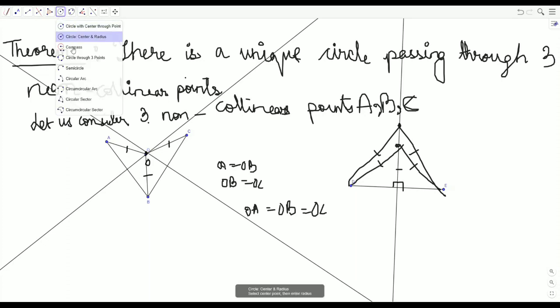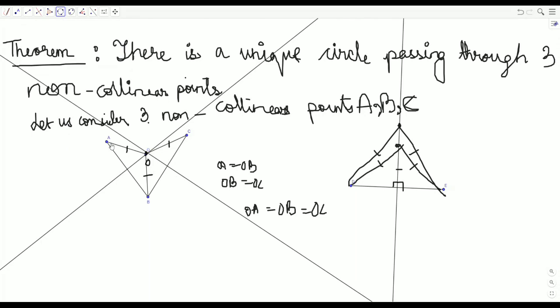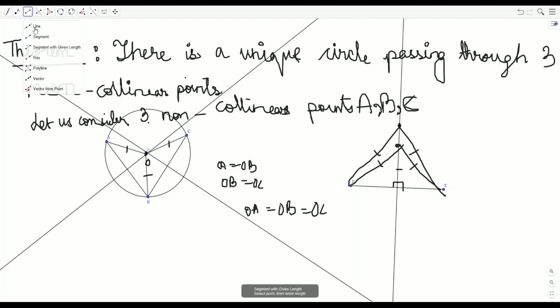So we can say this is the point, this is the point, and this is the point. So there is a unique circle passing through these points A, B, C and the center is O, because this is basically the radius. So this is how we have proved this. This is very easy.